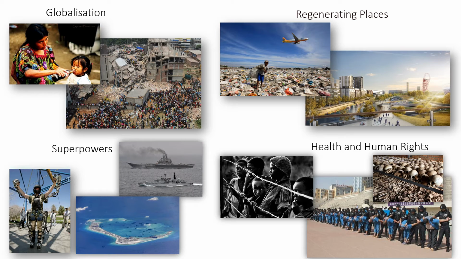So this slide here will outline the topics that we're going to cover on the human side of the course. Globalization and regenerating places, which is in year 12, and superpowers and health and human rights, which is in year 13. So globalization is about that process which is inevitable and is occurring across the whole planet, the way that people, commodities, capitals, so that's people, goods, money, and information, ideas, are flowing around the world with increasing pace, with huge implications for people and the environment.